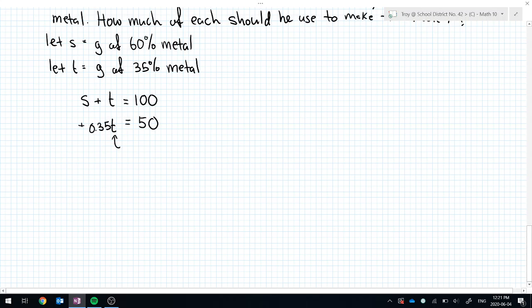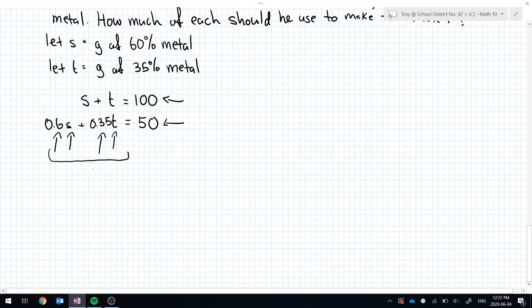And by the same justification, for the S metal, 60% of it is silver. So what we have set up here is silver content. So this is total weight, this is silver content. Okay, so we know from the S metal, 60% of it is silver. From the T metal, 35% of it is silver. And this is the total silver concentration.